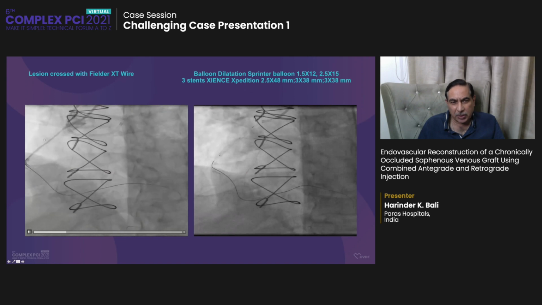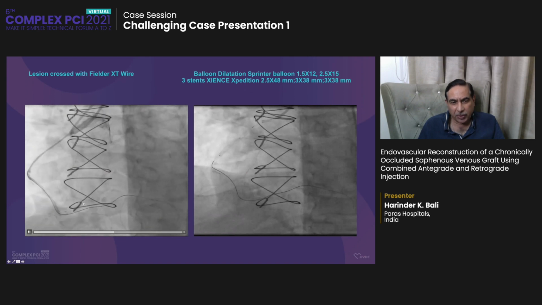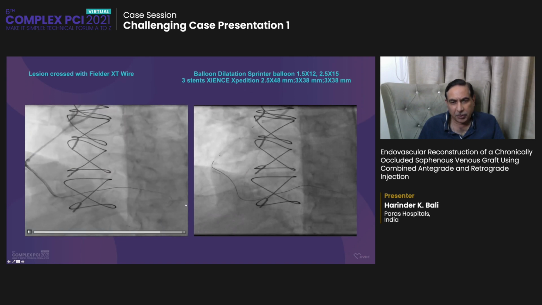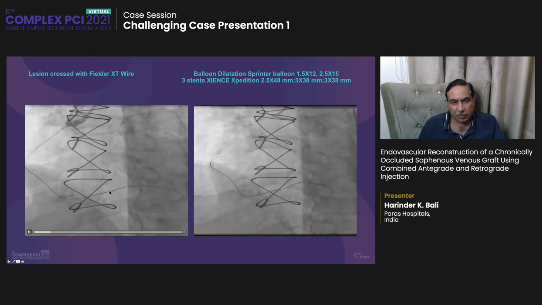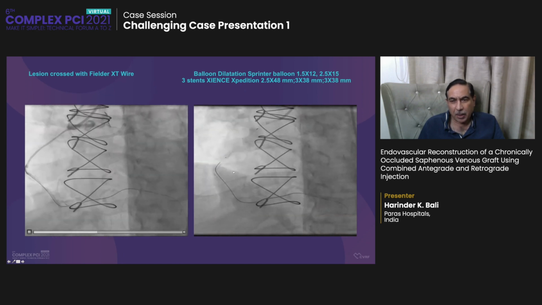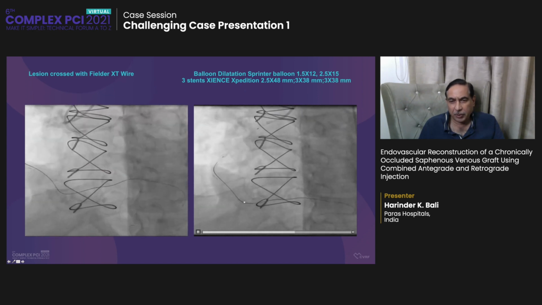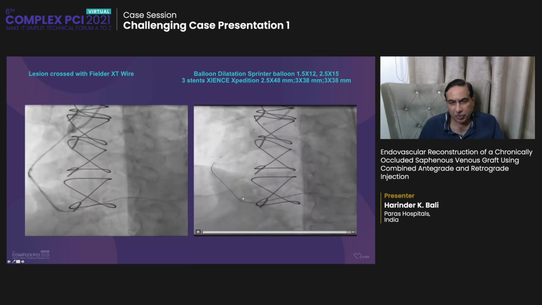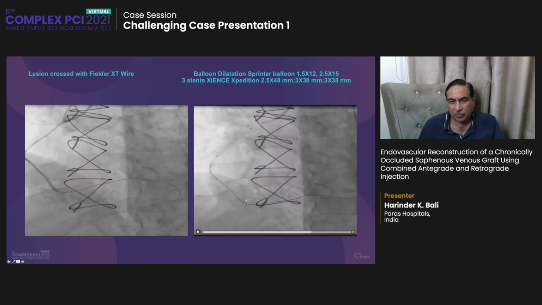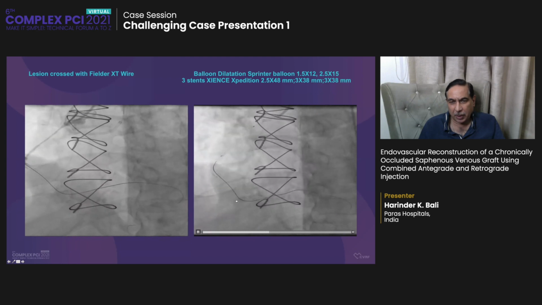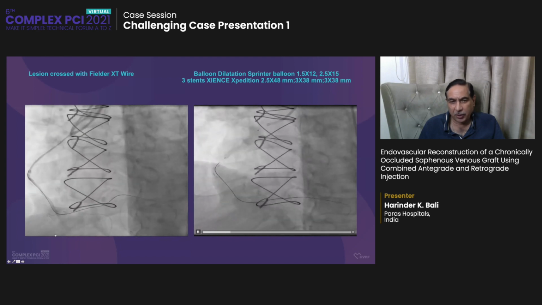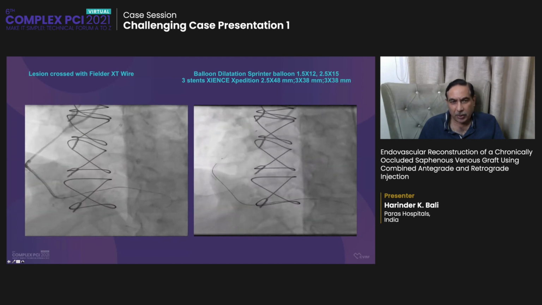And as you can see, the Fielder XT wire now is very well positioned in the PDA branch, and we were able to cross nicely. And then we dilated this lesion first with a 1.5 millimeter Sprinter balloon, and then with a 2.5 into 15 millimeter Sprinter balloon. And the entire length was dilated at 15 to 16 atmospheres, and we got a good antegrade flow.